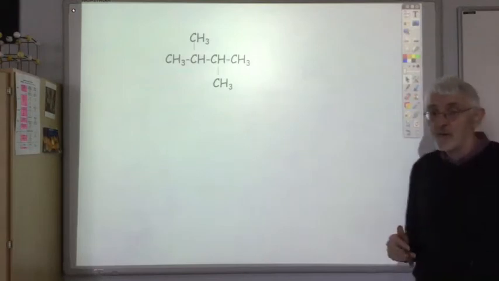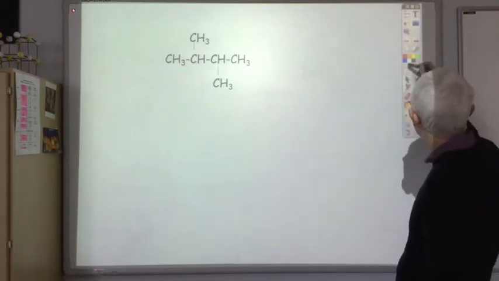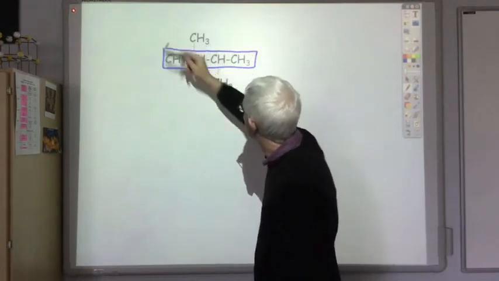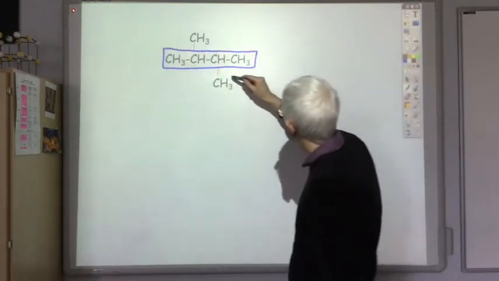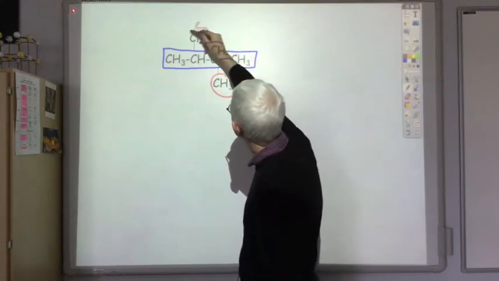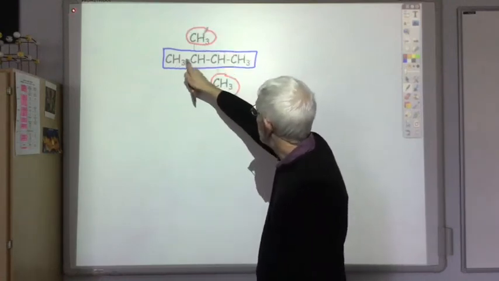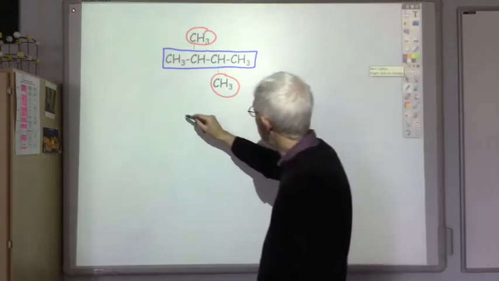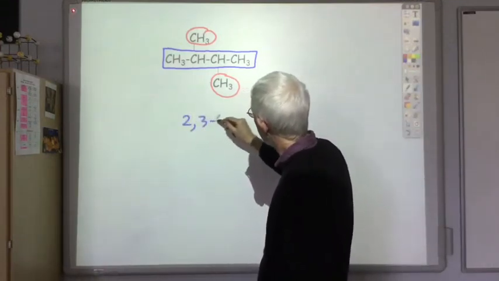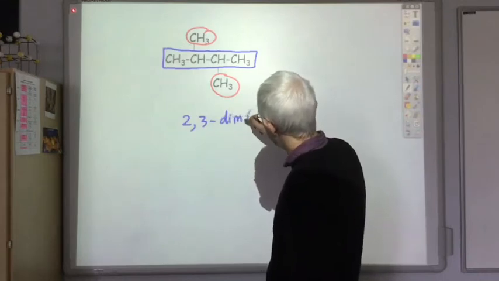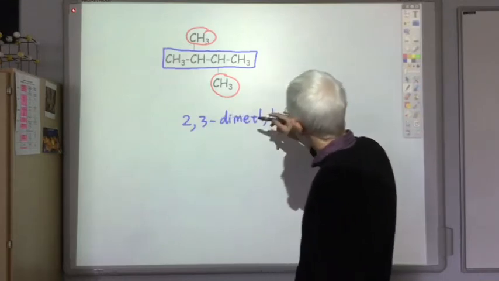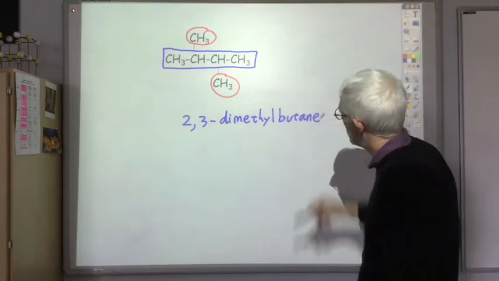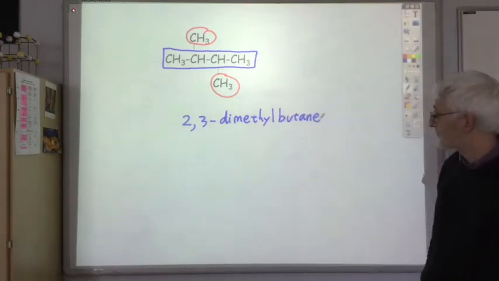Here's one more example where we've got 2 branches. So the longest chain is 4 carbons, 2 branches, both methyl groups on the 2nd and 3rd carbon. So the name of this would be 2,3-dimethyl, because there's 2 methyl groups, and the main chain is butane. So 2,3-dimethylbutane.